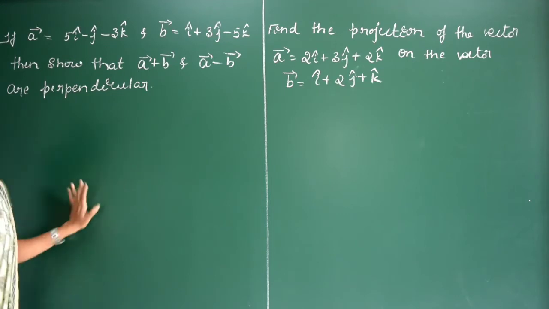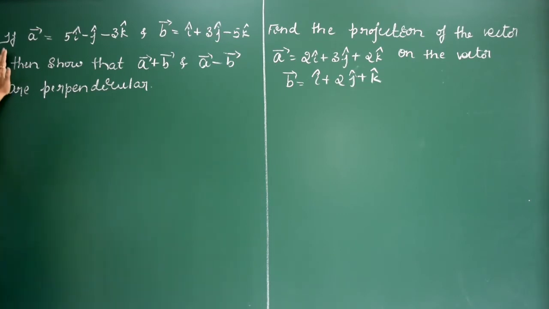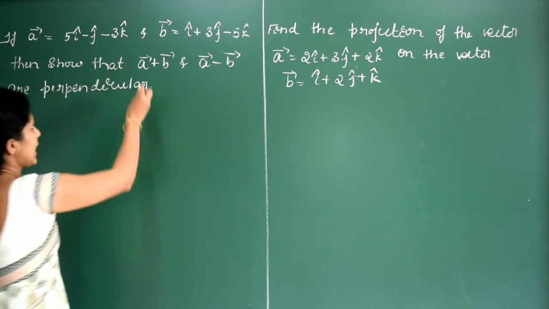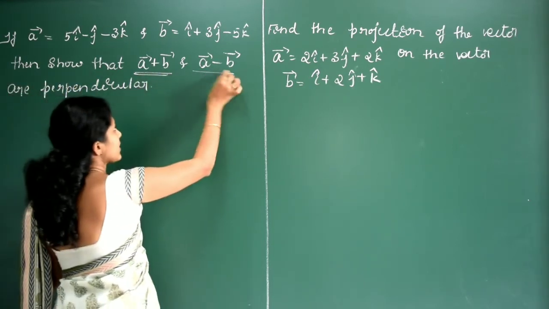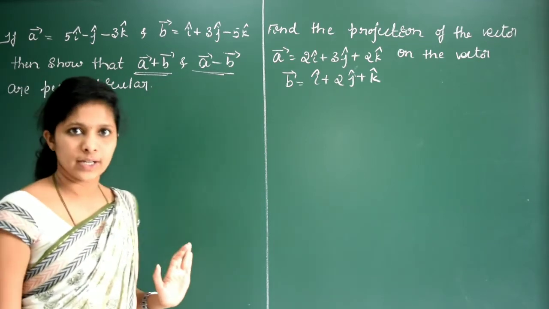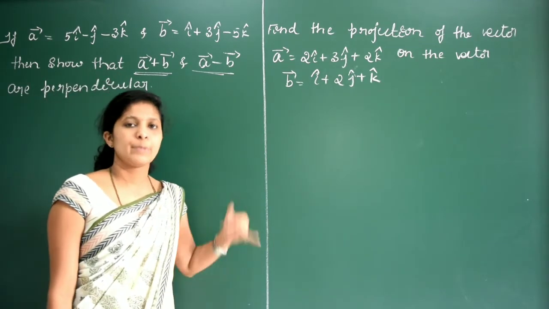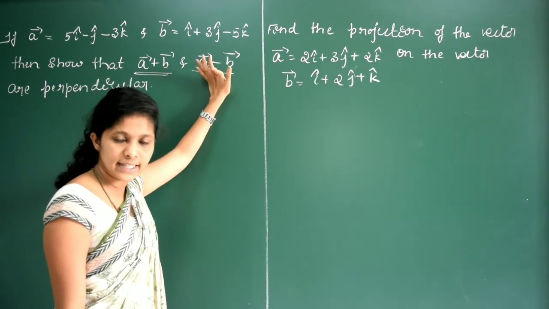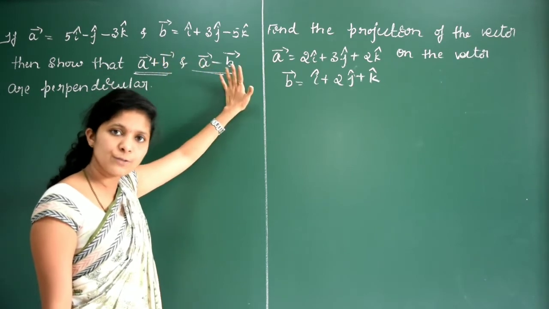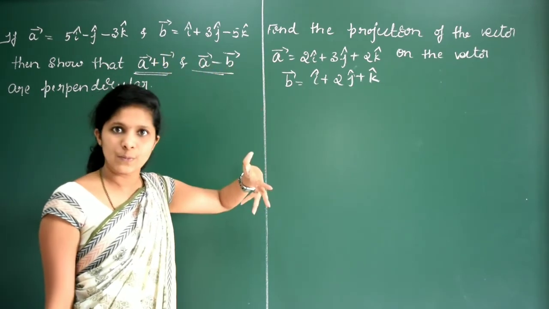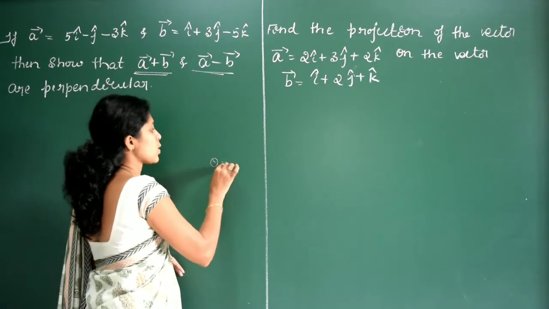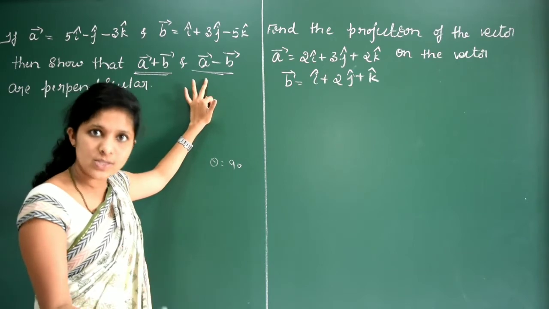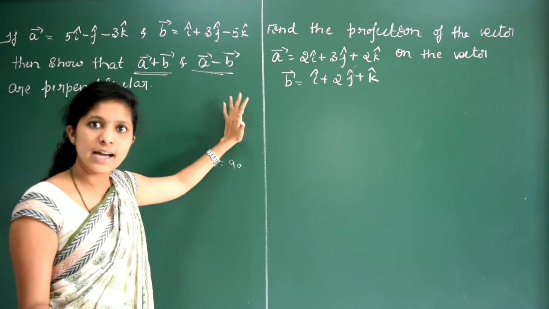Okay. Look at these problems. Both are important. See here, if A vector and B vector are given, you have to show that A vector plus B vector and A vector minus B vector are perpendicular. Perpendicular means the angle between this vector and this vector will be 90 degree, and cos 90 will be equal to 0. So if the scalar product of these two vectors is equal to 0, then we can say that these two vectors are perpendicular, right?